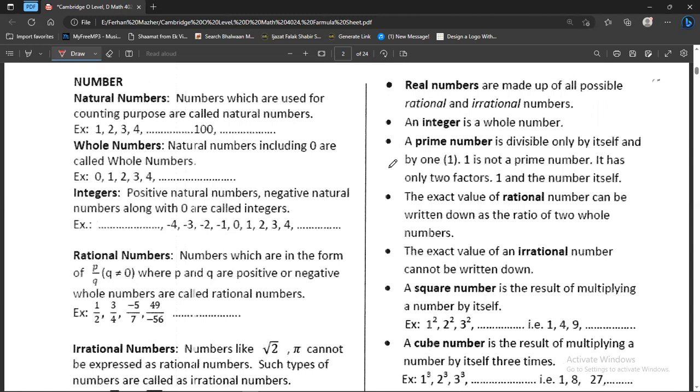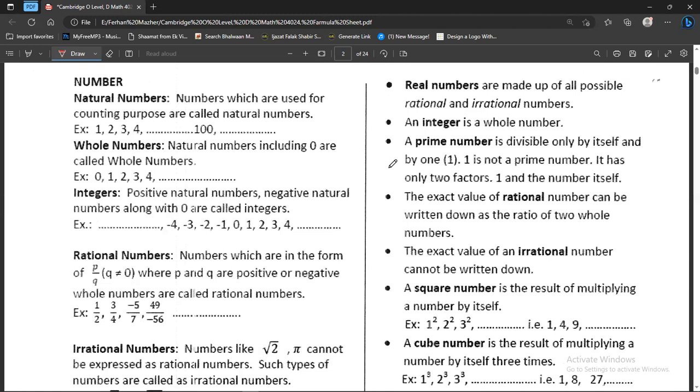A prime number is divisible only by itself and by 1. 1 is not a prime number. It has only 2 factors, 1 and the number itself. Okay, so the prime numbers are those numbers which can only be divided by themselves. The first prime number, remember, it's a very important concept, is 2. We have 2, then 3, then 5, then 7, then 11, then 13, then 17, then 19, and then 23.